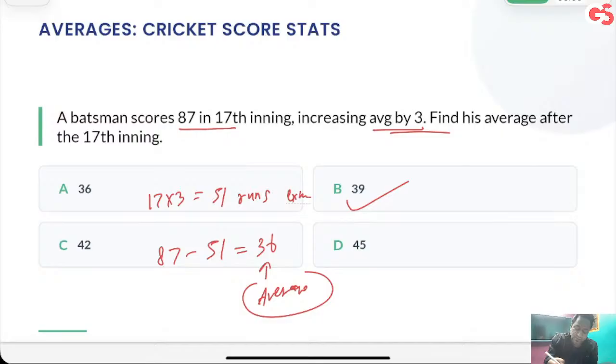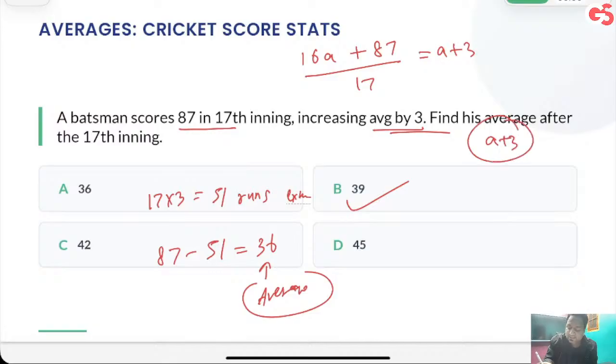And if we do it normally, 16 innings का average मान लो A है, 16 A plus 87, 17th inning divided by 17 would be equal to A plus 3. We solve it this way also. So you'll get the value of A, but we want the value of A plus 3, and this is where you can commit silly mistakes. All right? 39 is the average. Cool? Next.